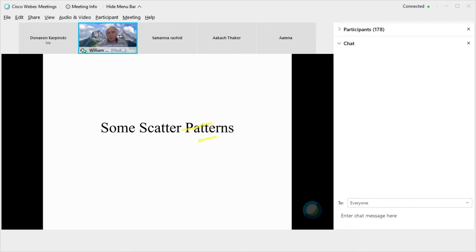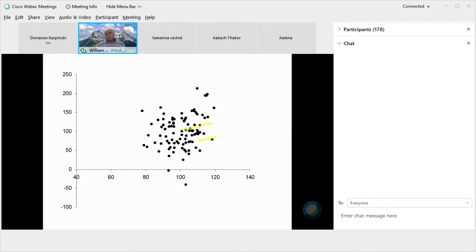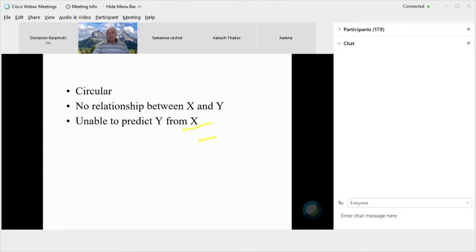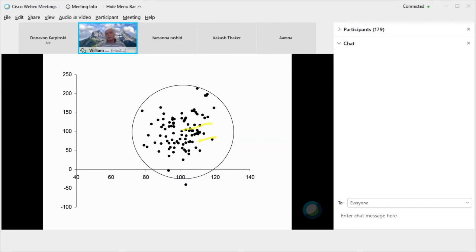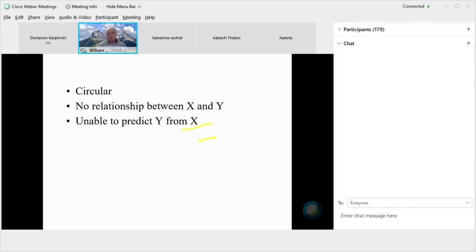Some patterns. This is one type of pattern. It's basically data that's contained within a circle. There's no relationship between x and y. You can't predict the value of y from the value of x. If you have a large value of x, there's quite a range of values for y. If you have a small value, it's similar. So you're having a hard time predicting y.